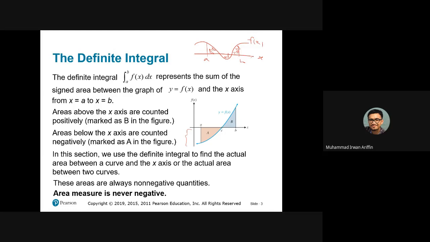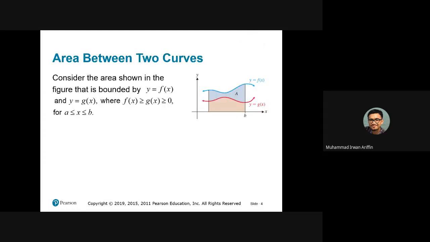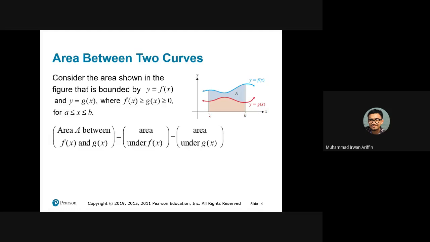It's just that sometimes when we do the calculation, it can be negative because of the unit that we use. The height is in the negative. So for example, let's consider the area shown in the figure, that is bounded by f of x and g of x. Let's say we are interested to find the area A. So how do we find the area A between small a and b? So a is the lower limit.